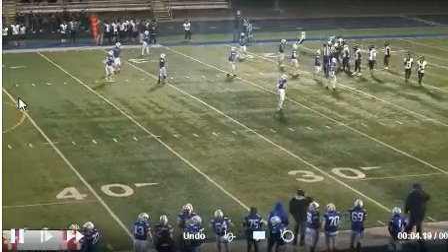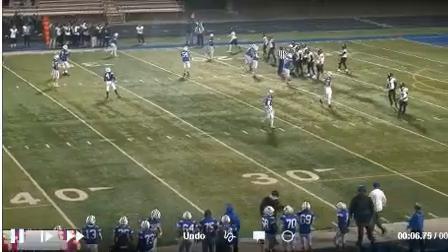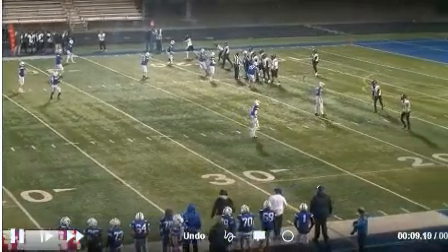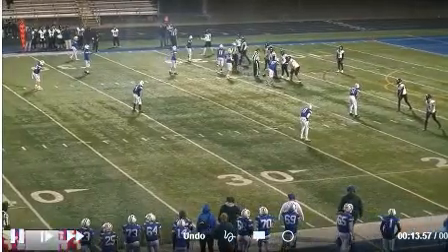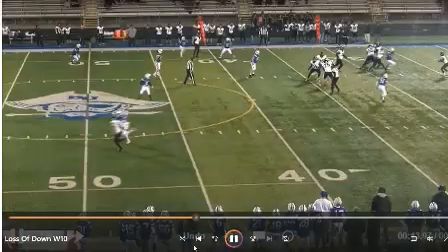Now, it does appear that we have a dead ball personal foul, possibly, which would make the next down third down. But as you can see, the down box has went to 4th. Now, let me back this up a little bit.